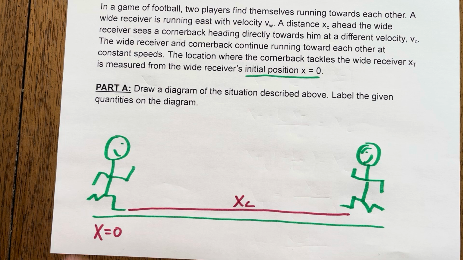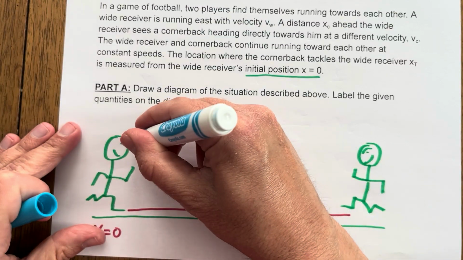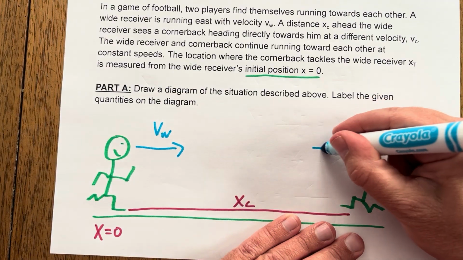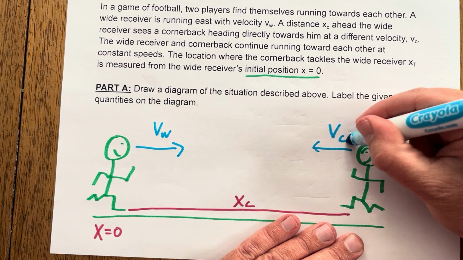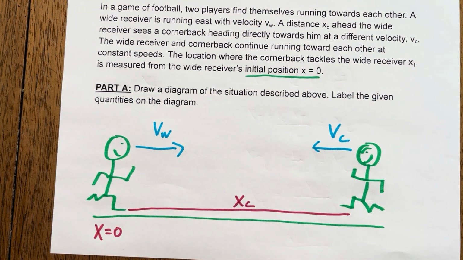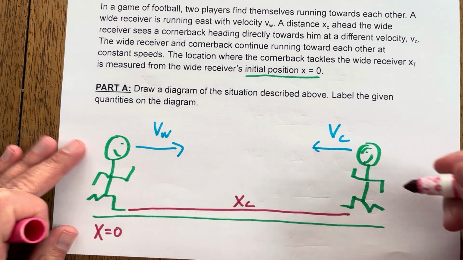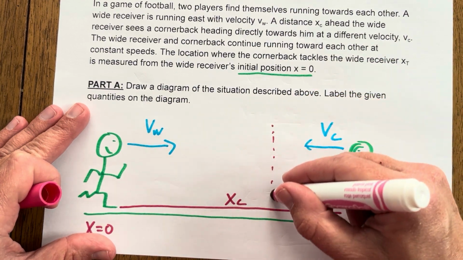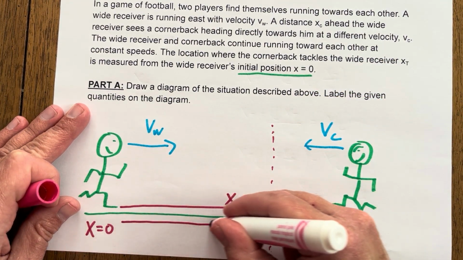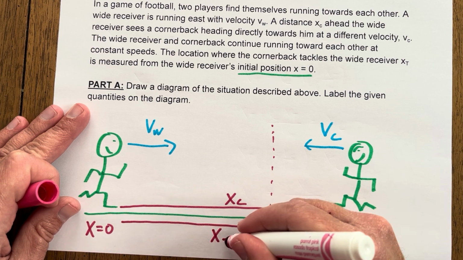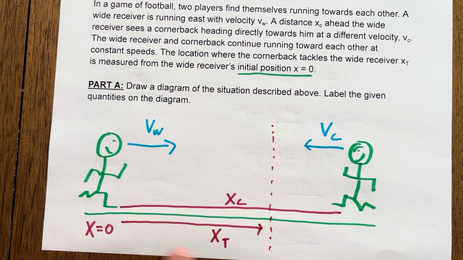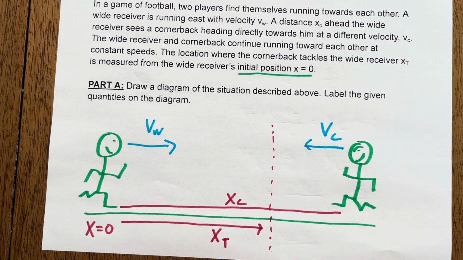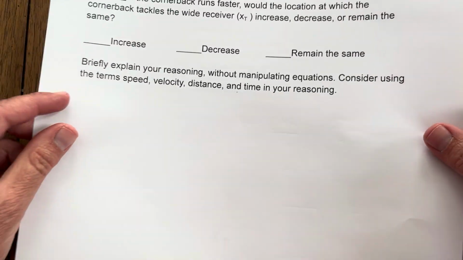We've got some velocities to add on here. So the wide receiver is going a velocity of V sub W, and the cornerback is going a velocity of V sub C there. One last thing I've got to add on here is the distance at which they get tackled. Somewhere along here, it's not clear by the way that this is initially set up, but somewhere they're going to meet, let's say, and that distance right there is X sub T, where the wide receiver gets tackled relative to their initial position of 0. Okay, so now, we might come back to this in just a second.